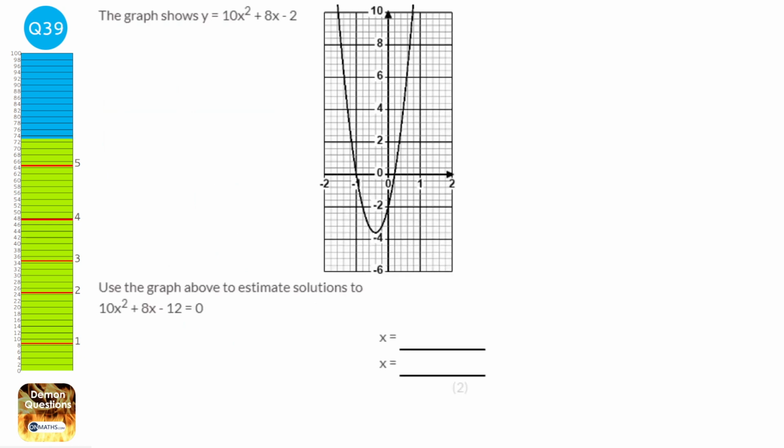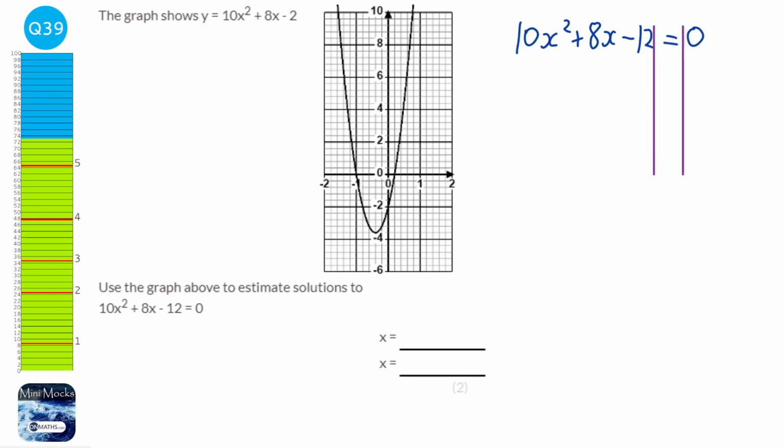What I'm going to start off by doing is rearranging this equation so that it kind of matches this one. So I'm just going to write it down. And we want the n to be minus 2. So what I'm going to do is I'm just going to put my rearranging lines in. And we're just going to add 10 to both sides.